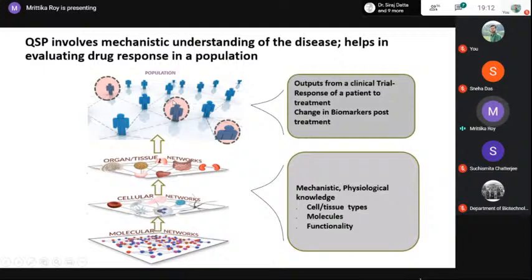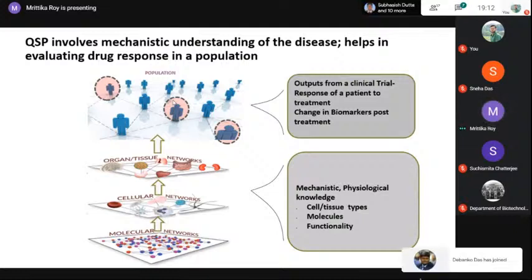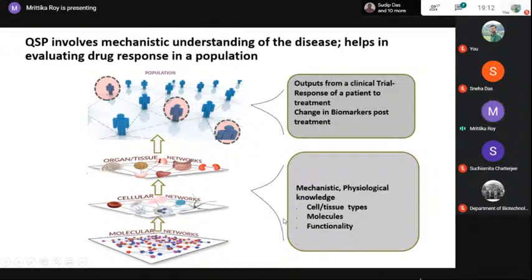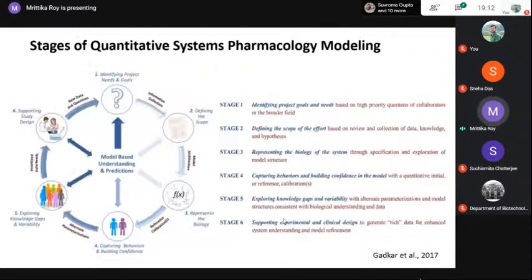And that also explains why a particular patient, or a particular group of people with a particular disease, say cancer, responds to chemotherapy, and if they are not responding, why that may be the case. So this is a little bit about the QSP process, and the QSP process basically has six stages. I will be going a little bit deeper into what the six stages of the QSP process are.